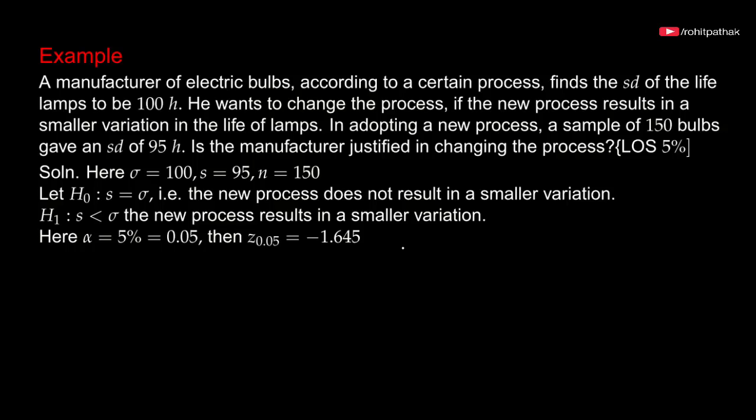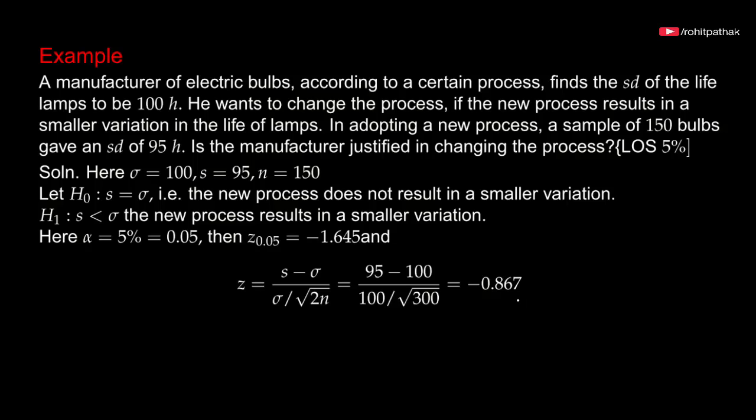Therefore the critical value corresponding to this 5% is minus 1.645 on the left, because we have to use a left tail test. So this is the critical value. That means 5% area on the left side. So this is the 5% area on the left side, and this is the region of acceptance. So if we compute the value of Z, it is minus 0.867. So this minus 0.867 is falling in the acceptance region, because minus 1.645 is the value separating the critical region from the acceptance region, and this value falls in the acceptance region.